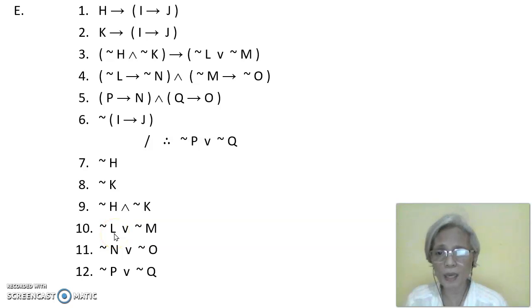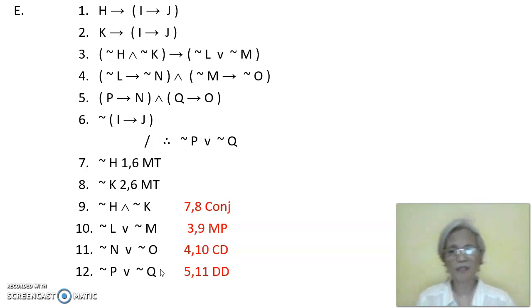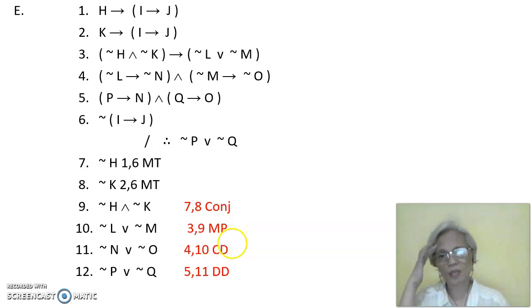Number 10 is L and M, which is applying modus ponens to 3 and 9. And number 11 is applying constructive dilemma to 4 and 10. And finally, the desired conclusion is by applying destructive dilemma to number 5 and number 11. So here's the final answer: 7, 8 conjunction, 3, 9 modus ponens, 4, 10 constructive dilemma, and 5, 11 destructive dilemma.